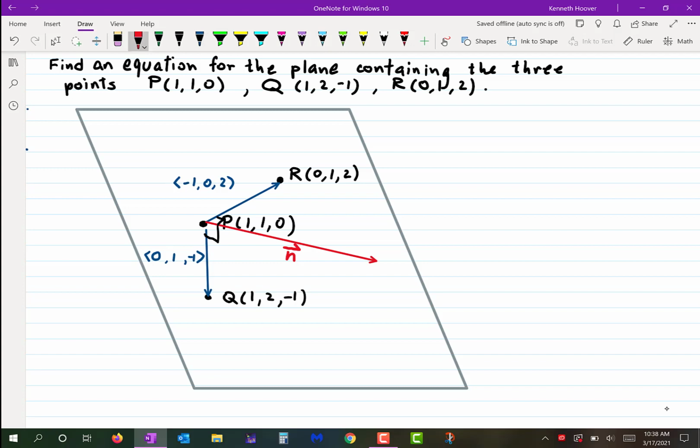So the red vector is, let me ask you a question. Is the red vector vector PQ cross vector PR, or is it vector PR cross vector PQ? Now let me say this. Either one would be fine. But I'm just asking you, the way I've drawn the picture, which one is it? You have to remember the right-hand rule. Okay? So think about that.